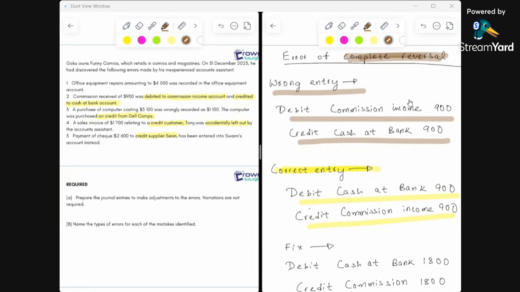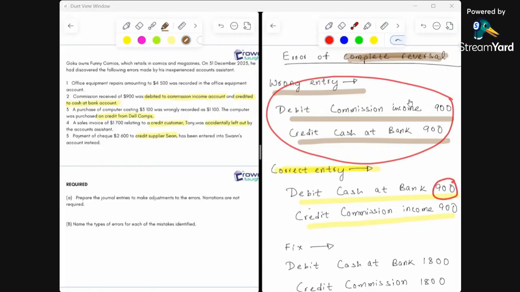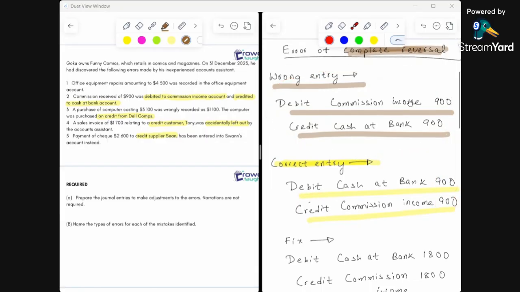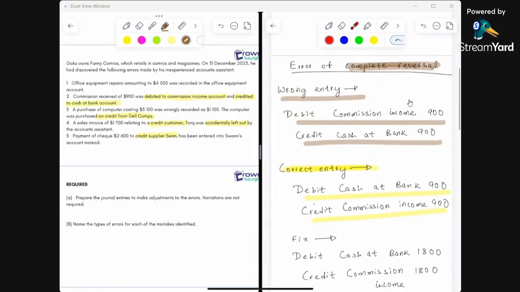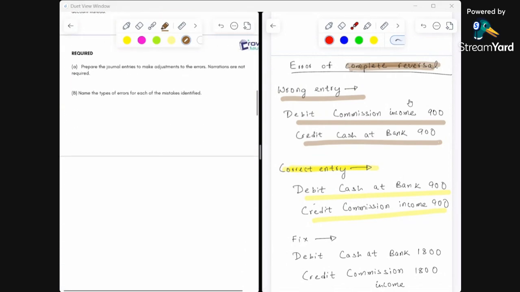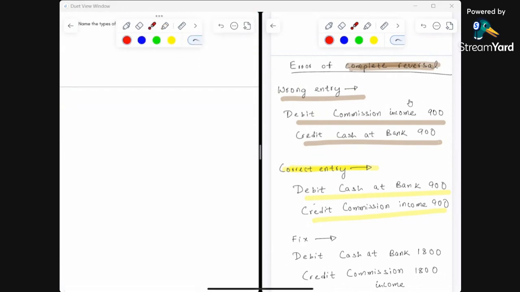Okay? Now, we want to fix this. So we want to make sure that we fix our wrong entry in such a way that we arrive at a net balance of 900 debit for cash at bank and a net balance of 900 credit for commission income. Now, the journal entry for fixing this can be a bit complicated. So I prefer to explain this using a ledger account. So I need your attention on the left-hand side where I'm going to prepare a ledger account. All right. So starting with the ledger account for cash at bank.